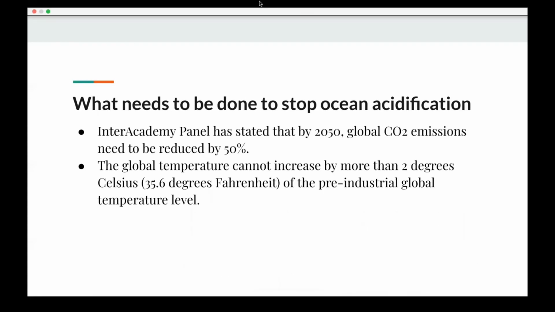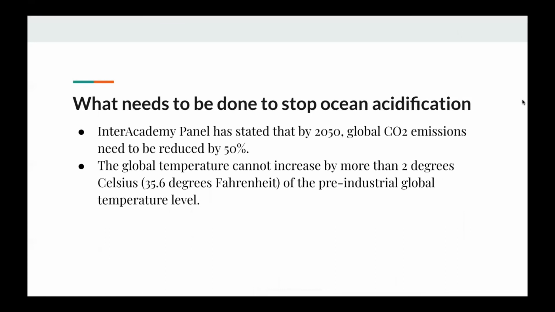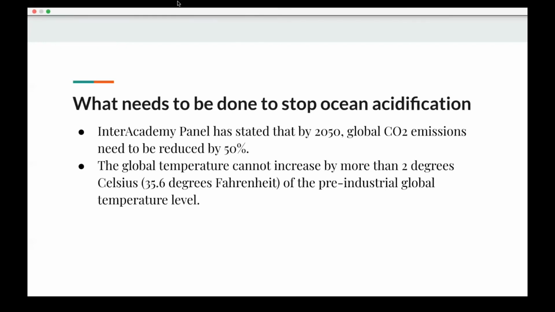So what needs to be done to stop ocean acidification? Well, according to the Inter-Academy Panel, by 2050, global CO2 emissions need to be reduced by at least 50%. And if we could reduce them to even more than that, that would be even better for the environment. The global temperature also needs to not increase by more than 2 degrees Celsius, which is about 36 degrees Fahrenheit, from the pre-industrial global temperature level.